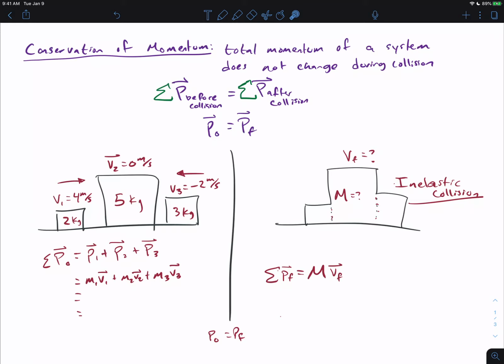In this example I've drawn here, I have three objects: 2 kilograms, 5 kilograms, 3 kilograms.